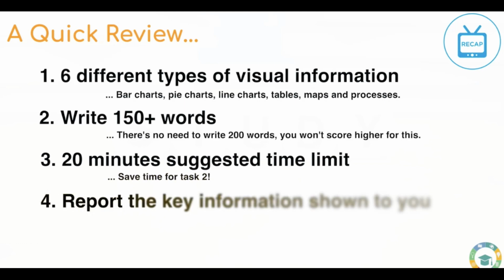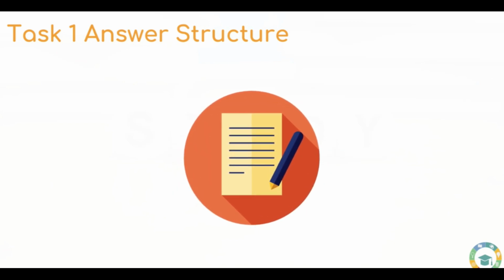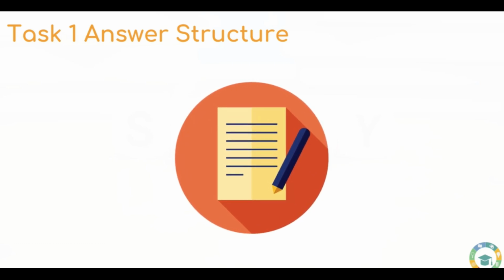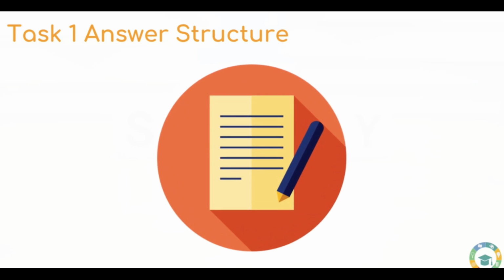And the task is to report the key features in the visual information that is presented to you. That rounds up just a few important things we know about IELTS Writing Task 1. And before we move on to our 4 steps, it might be worth asking, why do I need to structure my report? And to answer that, we'll go back to the band descriptors.